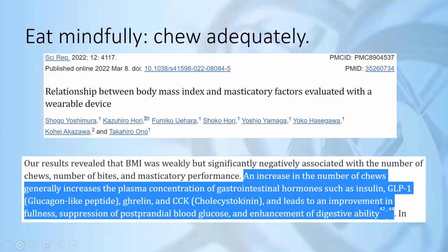So if you improve your ability to sense that you're full, then that will also translate into less caloric intake. A suppression of postprandial blood glucose spike, as we saw in one of those earlier figures, hyperglycemia can be one of the triggers of endothelial dysfunction. So suppressing that postprandial sugar spike is helpful. And then an enhancement of digestive ability translates into better absorption of the nutrients from the food, and your body now has the nutrients it needs to produce nitric oxide or to repair the different cells.